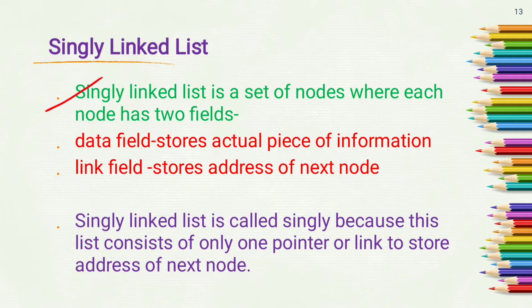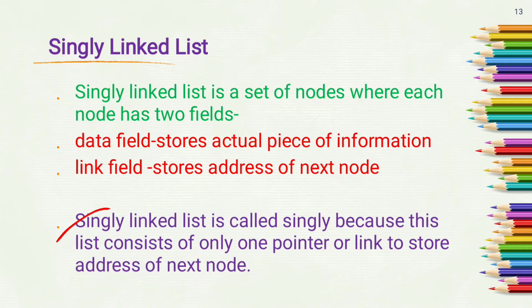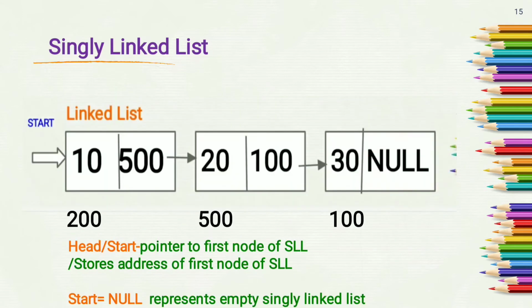Singly linked list is a set of nodes where each node has two fields. First is data field, which stores actual piece of information, and link field, which stores address of next node. So in singly linked list we have collection of nodes and each node has two parts. First is data part, which stores the actual data, and second is link part, which stores the address of next node. Singly linked list is called singly because this list consists of only one pointer or link in each node to store address of next node.